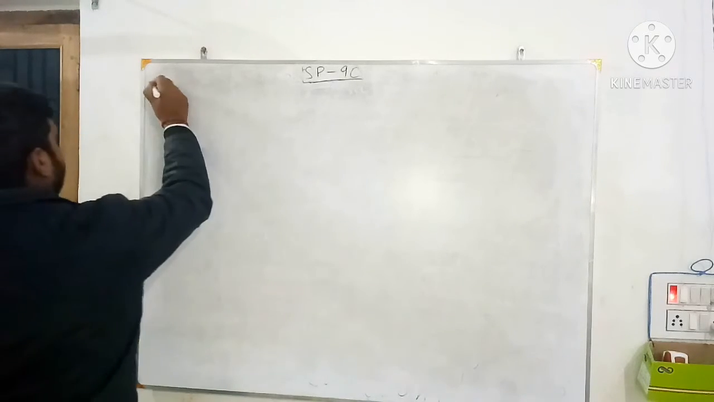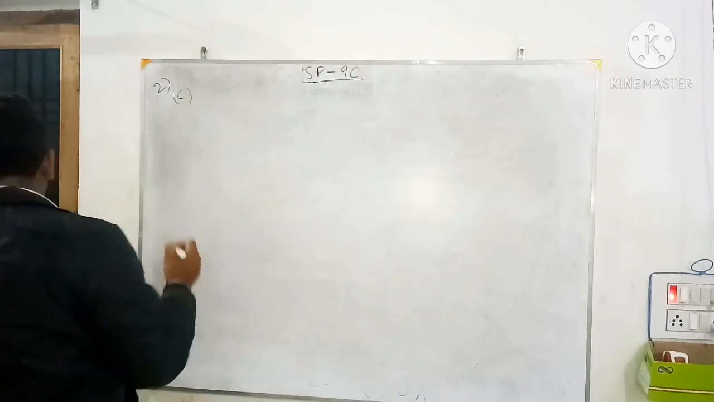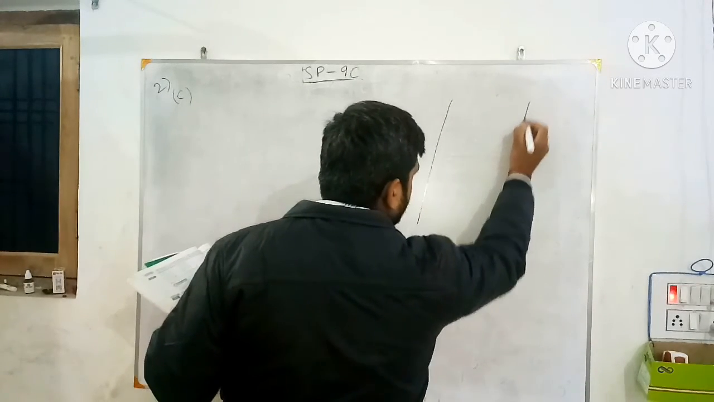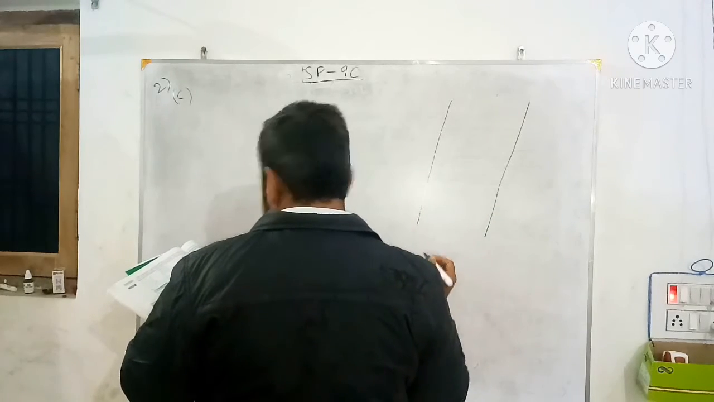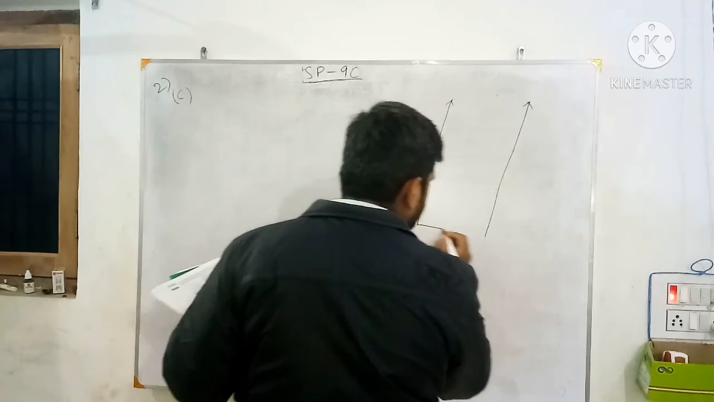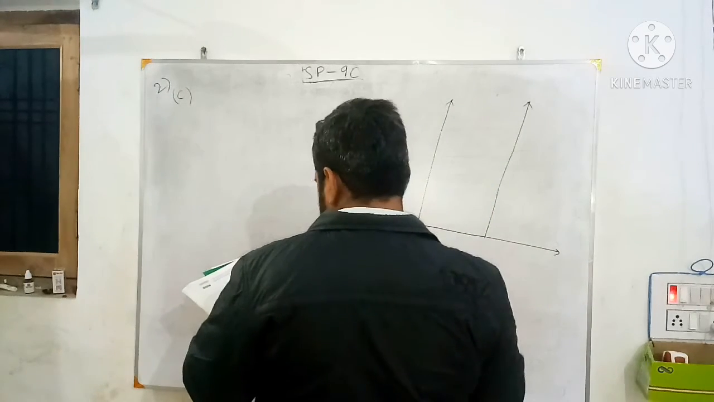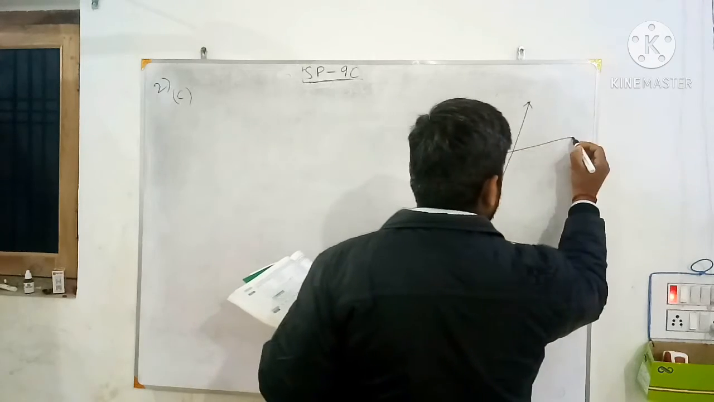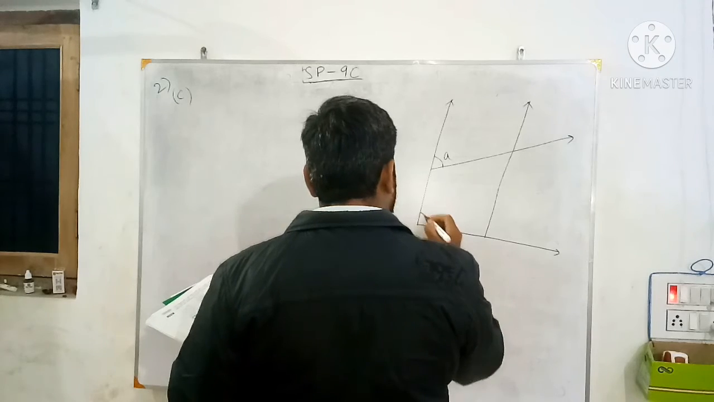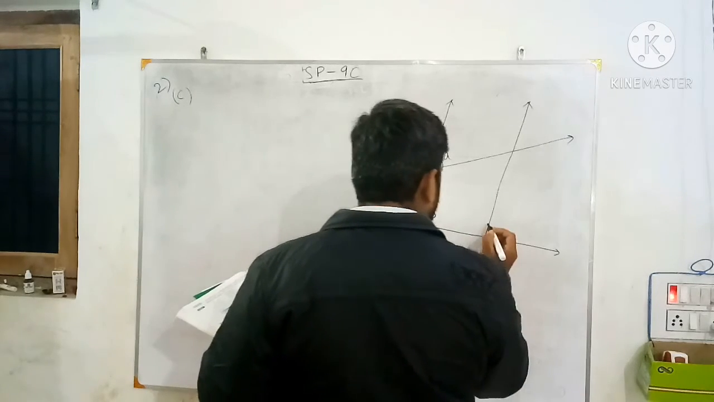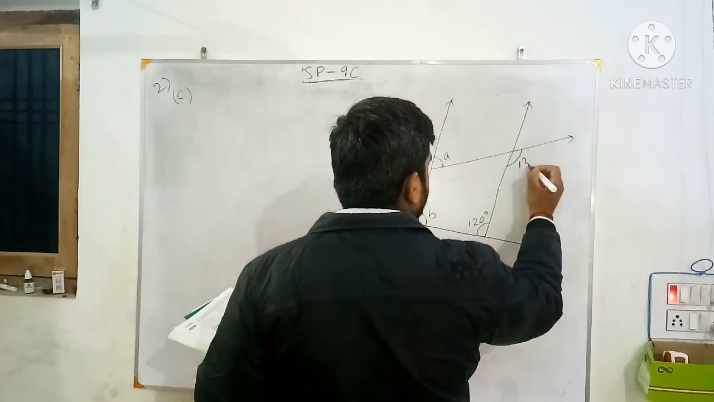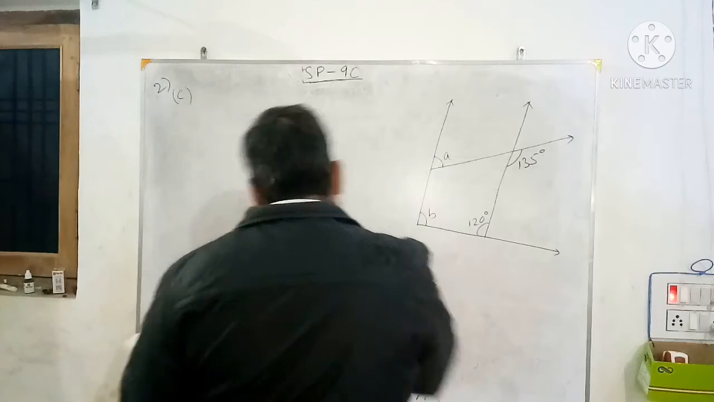Question 2C. These two are the parallel lines, and this is one transversal, and there is another transversal, and this angle is A, this angle is B, this angle is 120 degrees, this angle is 135 degrees. Now to find angle A and B.